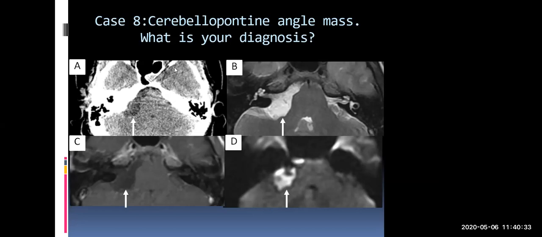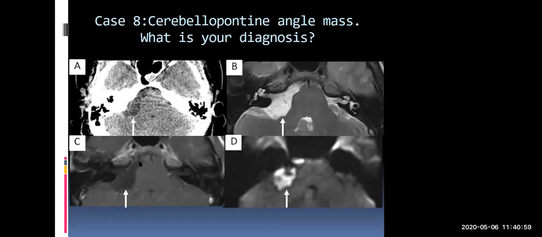What you're looking at is a head CT, and even on a head CT, you can see there is an anomaly in the cerebellopontine angle on the right side. Then you're looking at a T2. You can see the CSF is very bright, so you know you're looking at a T2, and the lesion is hyperintense on T2.